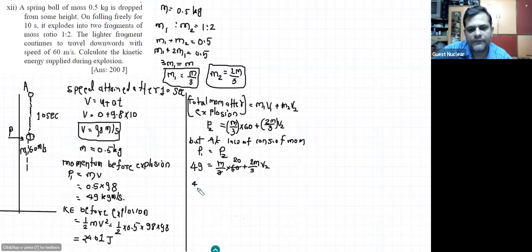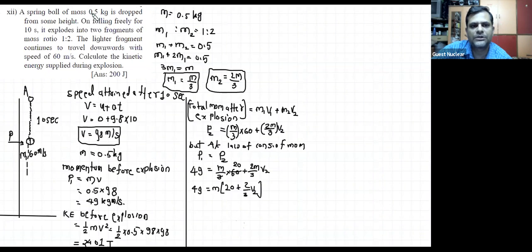And we get 49 is equal to, if you take m common from this bracket, m into bracket. What is left in the first term? It will be 20 here, plus from the second term we are left with 2/3 times of v2, where v2 is to be found out. But m is already given in the question itself, that is 0.5 kilogram.